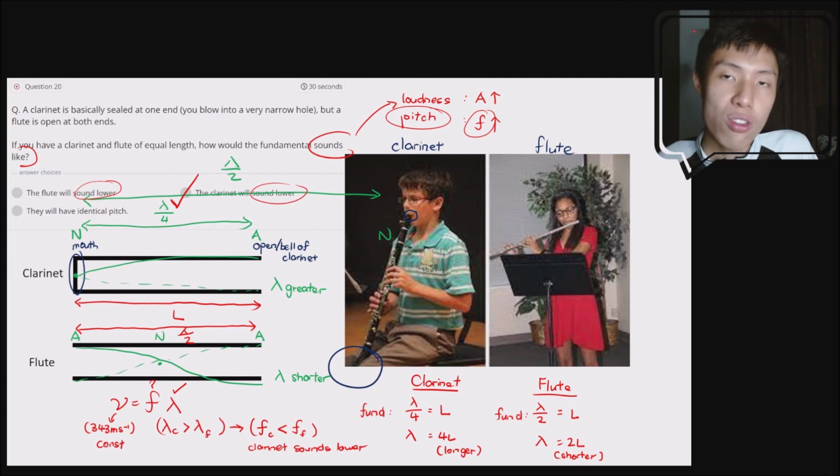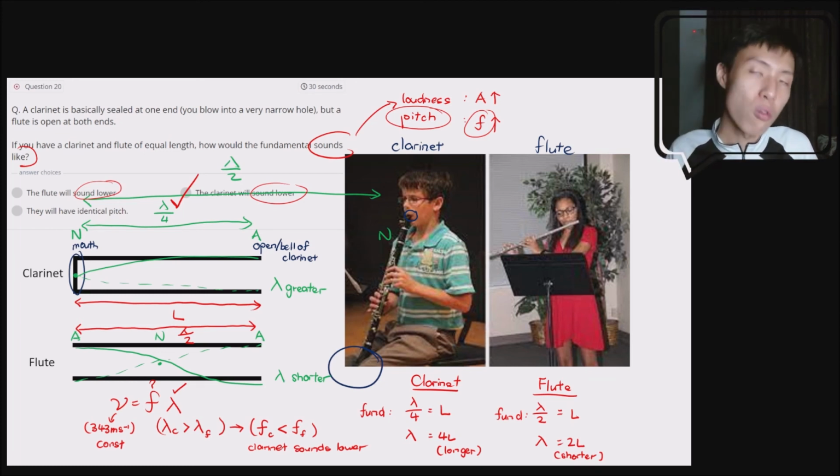Okay, if you are in a school band or in a marching band or something like that, then you can try to compare the clarinet when you do the fundamental tone, and the flute when you do the fundamental tone. You will hear that the flute sounds higher in pitch, whereas the clarinet sounds lower in pitch. Okay, so that's the idea for how a closed pipe is different from an open pipe.